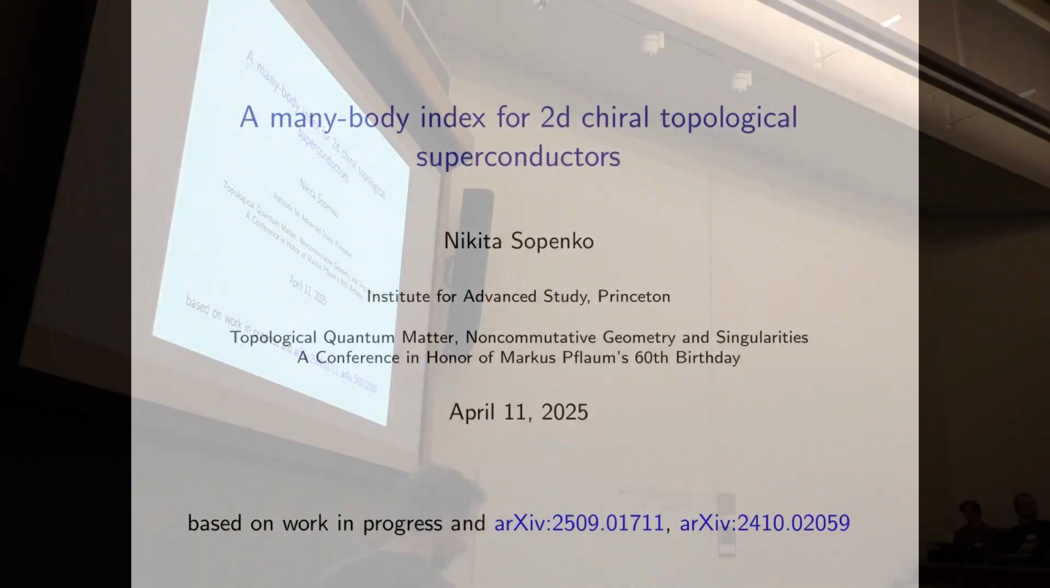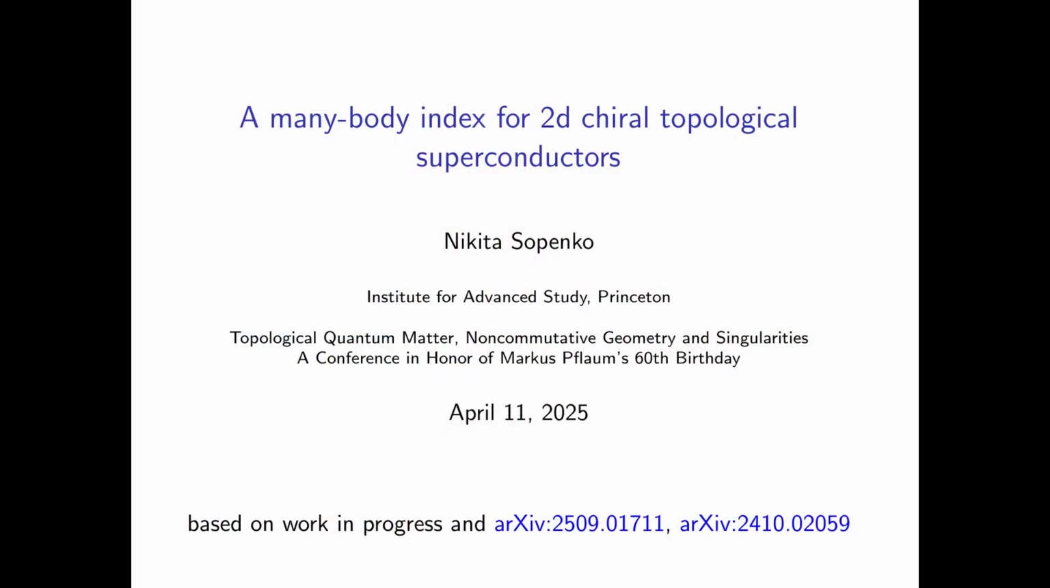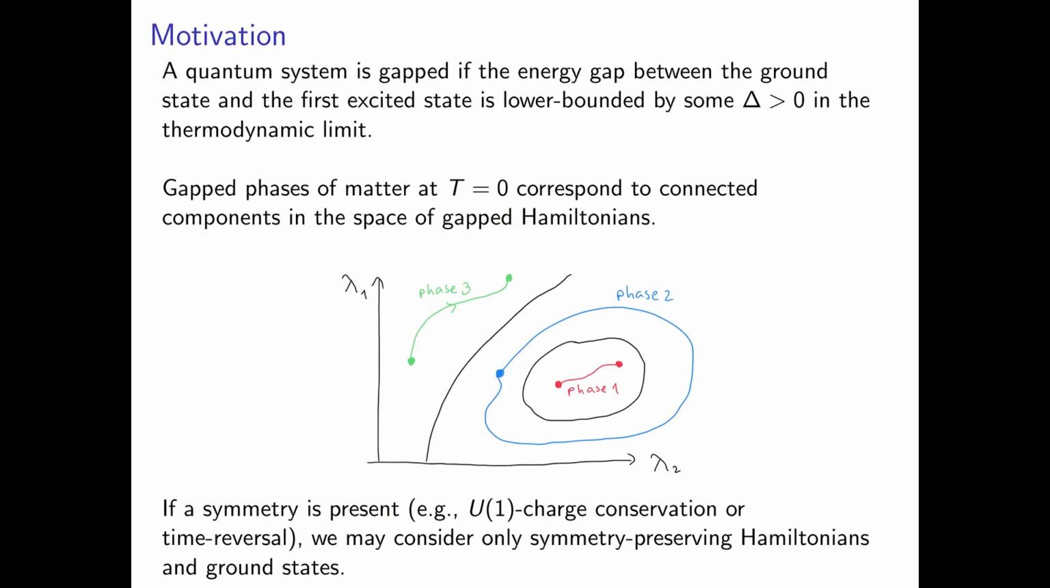So I'll start with some general motivation. The motivation is to understand the classification of gapped phases of matter at zero temperature. A quantum many-body system is called gapped if the excited states are separated from the ground state by some energy gap in the thermodynamic limit. And by definition, two systems are in the same gapped phase if there is a continuous way of deforming one system into another without closing the gap and while preserving locality.